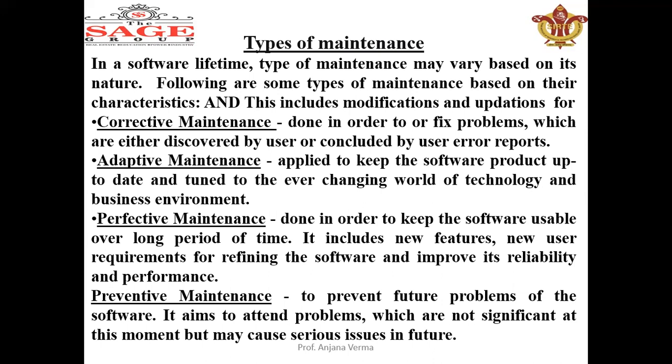And preventive maintenance means if you know that this problem is not coming now, but may happen after some time, the problem will occur. Then according to that problem also, you protect your product so that serious issues are not produced in the future. So corrective, adaptive, perfective, and preventive, there are 4 types of maintenance we have seen here.